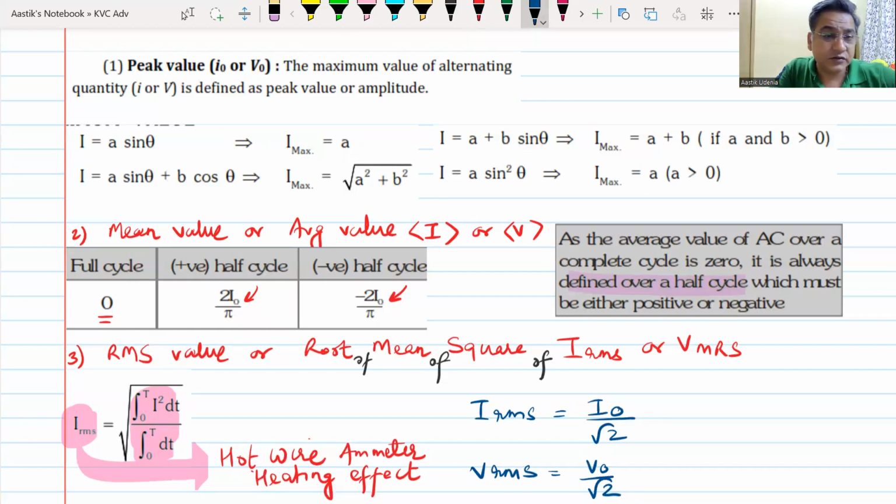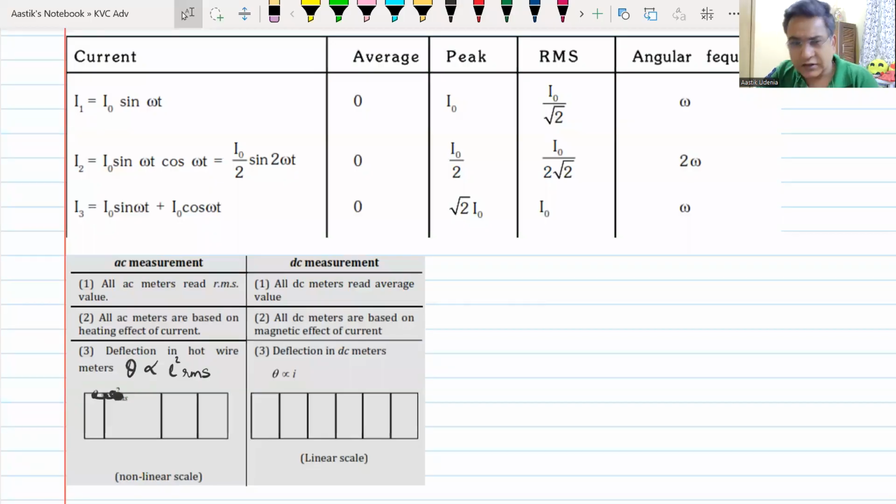I'll give you 2 minutes to note this down. Now here is a table that tells you, for different types of current, and one of these currents may come in your exam, what is the average value, the peak value, the RMS value, and the angular frequency. We have already seen that for a simple sine wave, the peak value is I naught, the RMS value is I naught by root 2, the average value is 0, and the angular frequency is omega. We understand this?